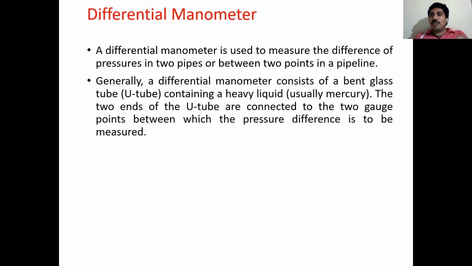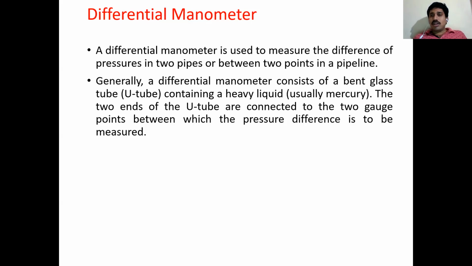So a differential manometer contains a U tube, which is a bent glass tube, in which we arrange a heavy liquid like mercury, which moves based on pressure differences on both sides of the limbs. This U tube has two limbs, one right limb and one left limb. These two limbs are connected to two pressure points, which may be pipelines or directly points for measuring pressure.